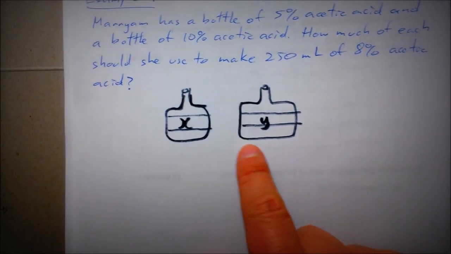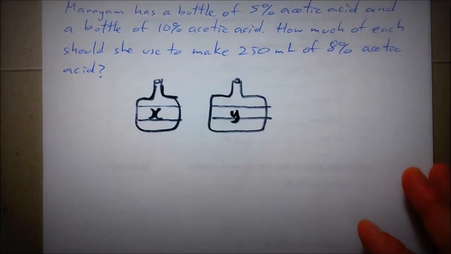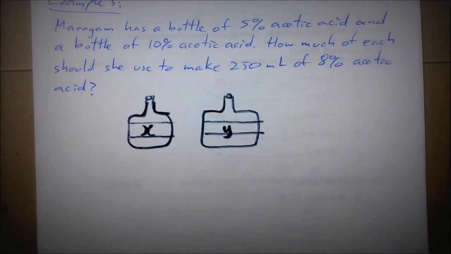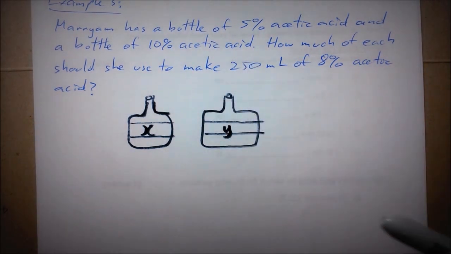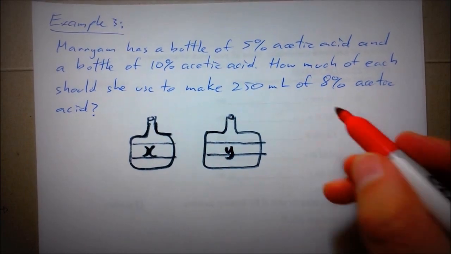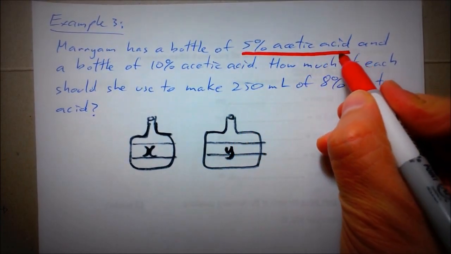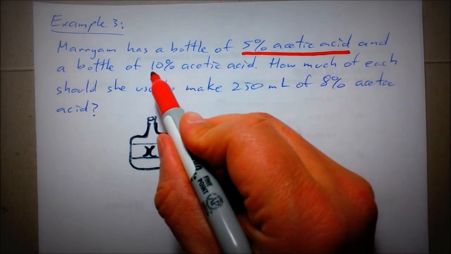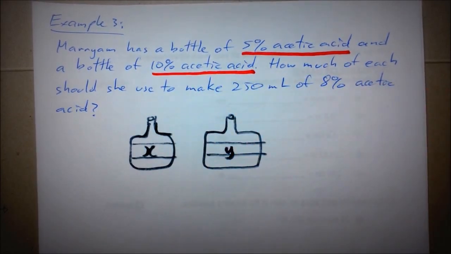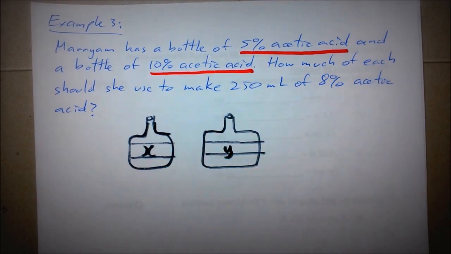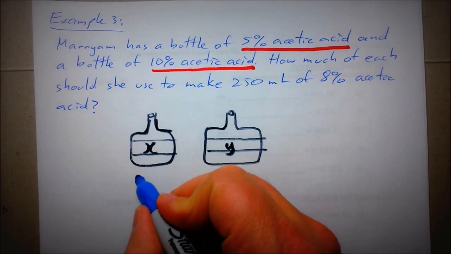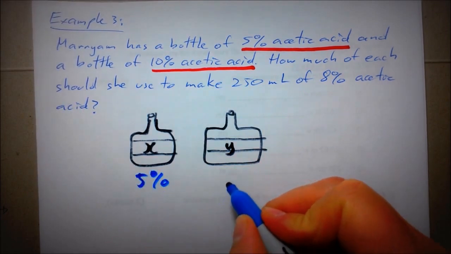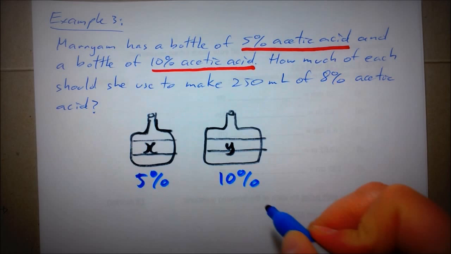One is bottle X, the other one is bottle Y. We don't know how much of each in milliliters you have for each of them. However, we do know originally the percentage of acetic acid in each of them. So let's underline the important stuff. It says that one bottle has 5% acetic acid and the other one has 10% acetic acid. We don't know in terms of milliliters how much each of these have, but we do know that this one has 5% of acetic acid and this one has 10% of acetic acid.